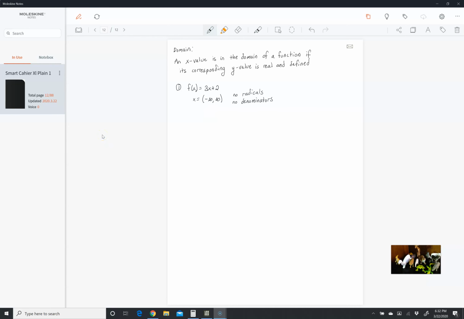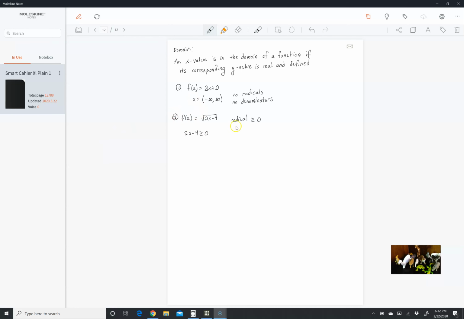Okay, let's take the second case. The second case is if we have a square root. So let's take the square root of 2x minus 4. So there's a radical. Our radical has to be greater than or equal to 0. So we're going to set up an inequality: 2x minus 4 is greater than or equal to 0.